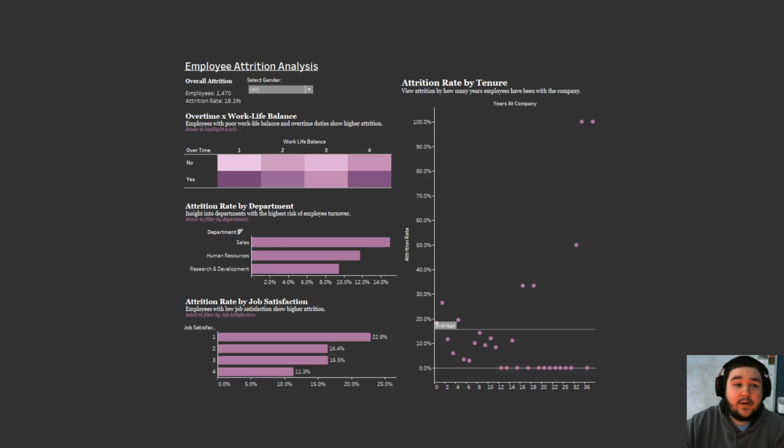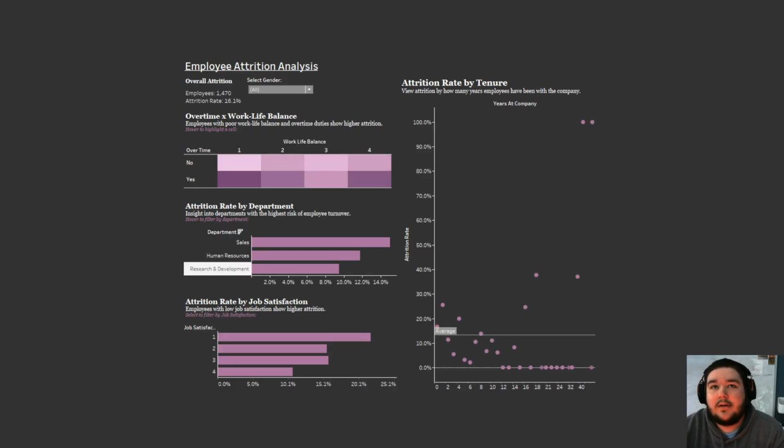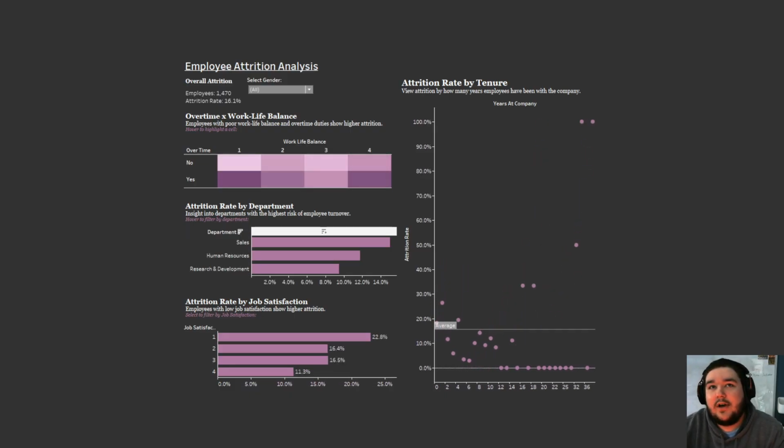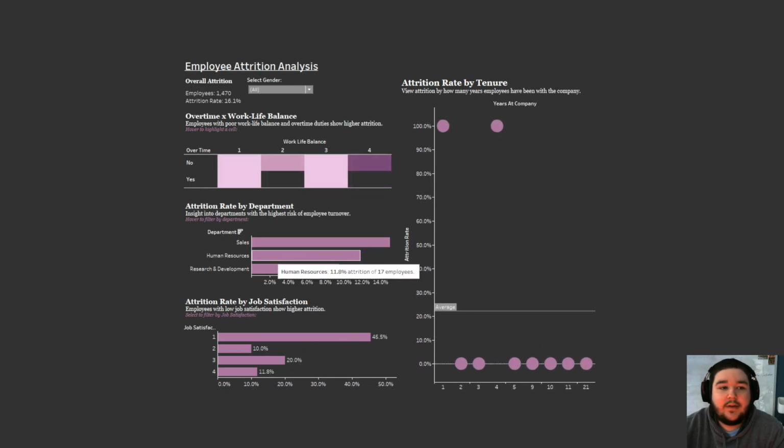So moving down, we have our attrition rate by department. This is so we can see attrition rate by department, where sales has the highest attrition rate, followed by human resources, with research and development being lower. As you can see here, these totem poles, if you hover over these, you can filter by departments.